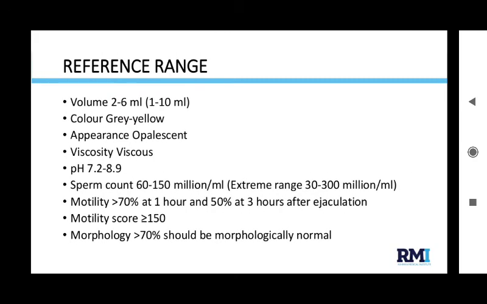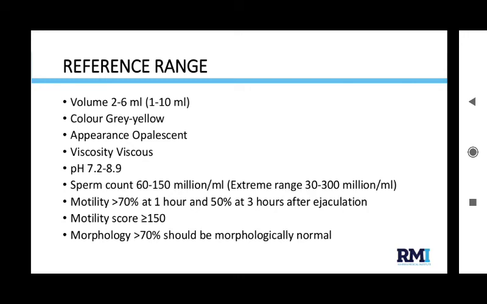Now reference range of normal semen. Normal semen volume should be around 1 to 10 ml. Color is gray yellowish. Appearance, it appears opalescent. It is viscous and the pH ranges between 7.2 and 8.9. Average will be at least around 7.5, alkaline. Now sperm count normal range will be 60 to 150 million per ml. Some extreme range will be 30 to 300 million per ml.